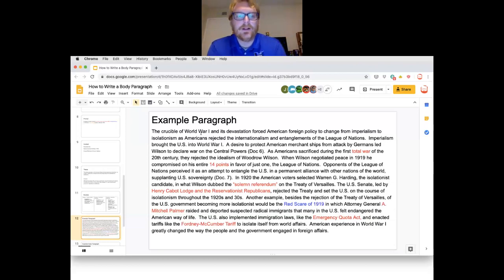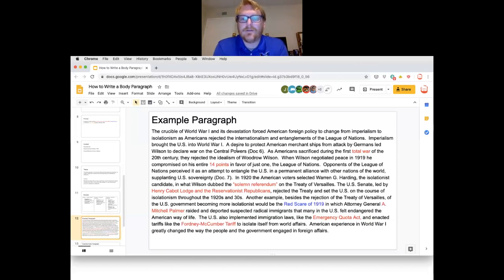All right. So imperialism brought the U.S. into World War I, a desire to protect American merchant ships from attack by Germans led Wilson to declare war on the Central Powers. This document is six. Again, there are no quotes here. I'm simply paraphrasing. And I also did not say, as seen in document six, or in document six, right? I'm not directly referring to the document in that way. I'm paraphrasing it. I'm giving you maybe author or title, right? But I'm definitely not sitting here and saying, as seen in document six, okay?